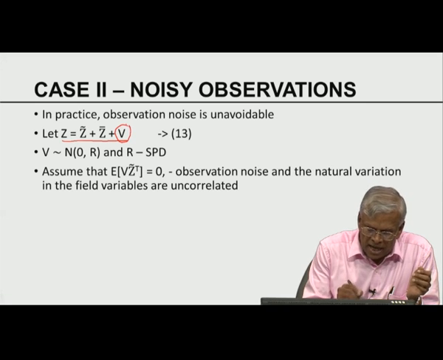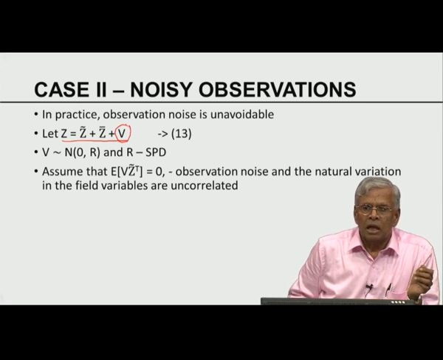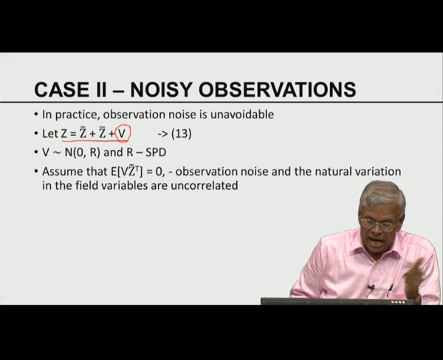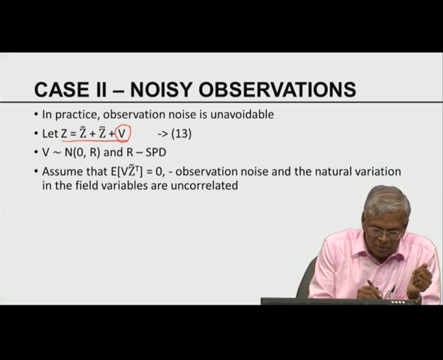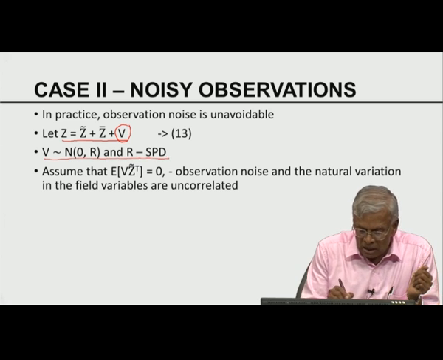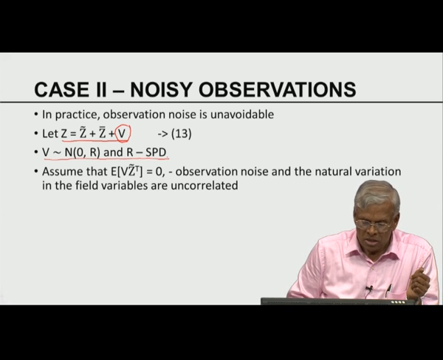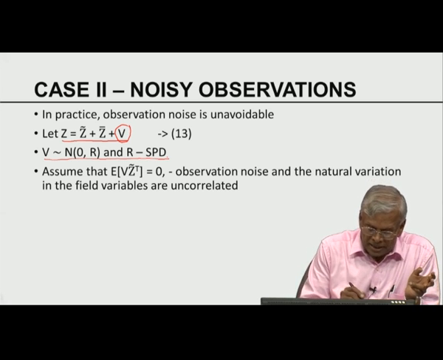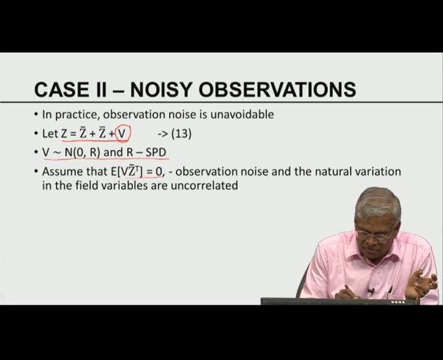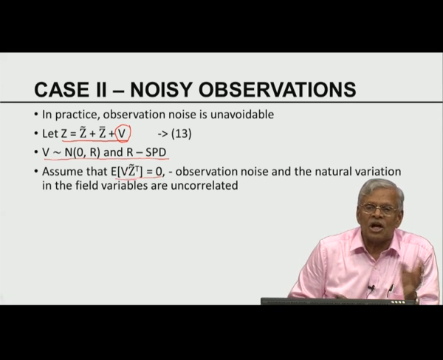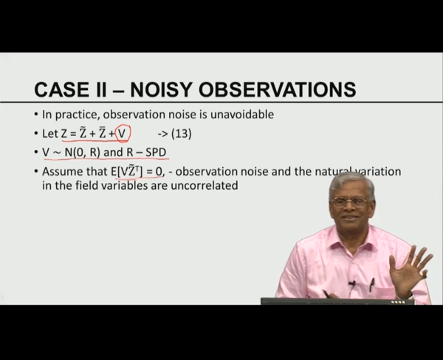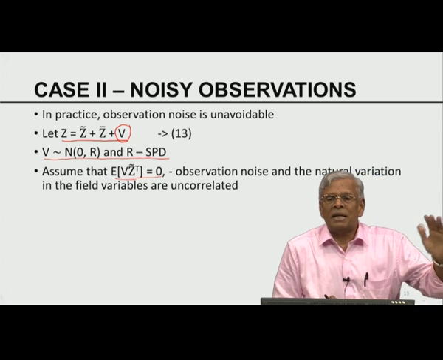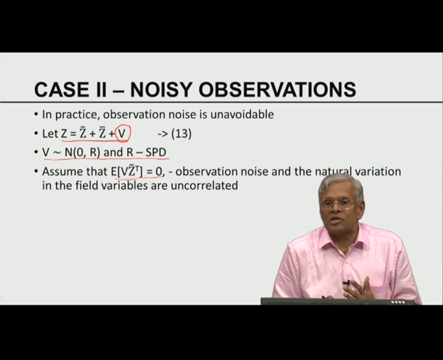Now we have a new guy coming into the game, and that is V. V, I am going to assume, is Gaussian, and R is SPD. I am also going to assume that the natural variability in Z and the observation noise are uncorrelated. That makes sense. The climate does not care for the instrument you use to measure.